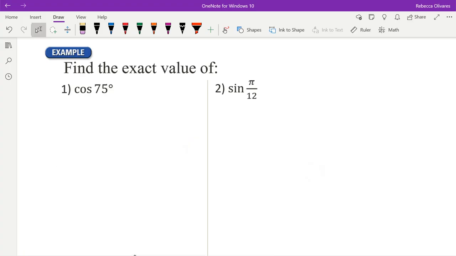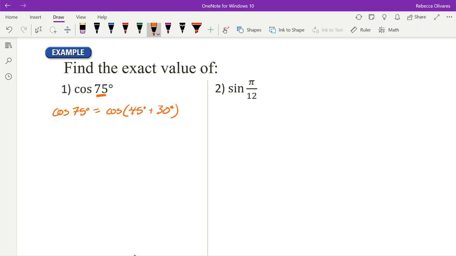So we're going to use these identities to find the exact value of the cosine of 75 degrees and also the sine of pi over 12. What you want to do is figure out from the angles on the unit circle, because we can easily get the sine, cosine, and tangent of those angles. Let's find two angles from the unit circle that add or subtract to be 75. Hopefully you figure out that we can just use 30 and 45. So the cosine of 75 degrees, we're going to break that up into the cosine of 45 degrees plus 30 degrees.